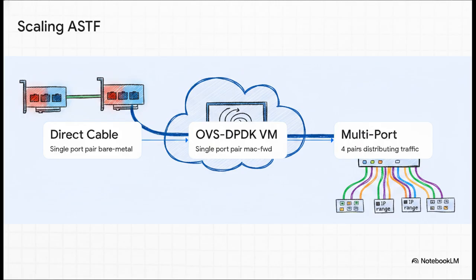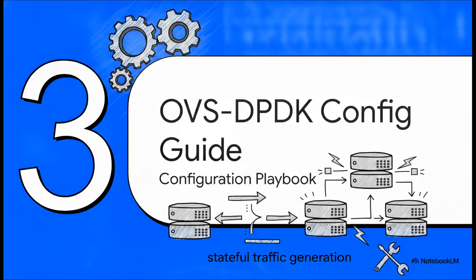Step 2 introduces a bit more complexity by routing that single port pair through an OVS DPDK bridge and into a VM using MAC forwarding. And finally, Step 3 is the full enterprise scale. This is a multi-port pair setup using 4 paired ports to distribute massive amounts of traffic across completely isolated IP ranges. Okay, let's roll up our sleeves.